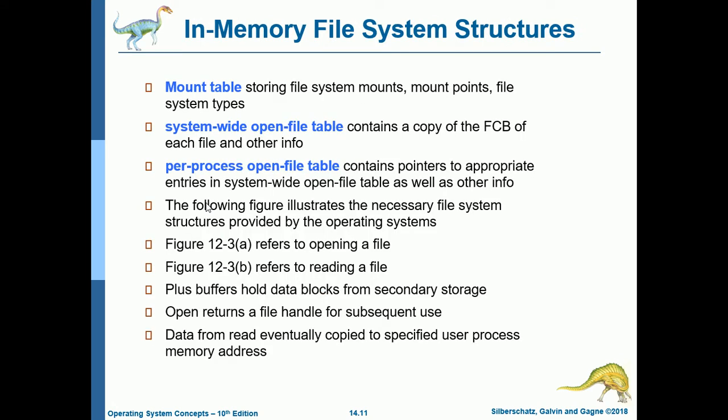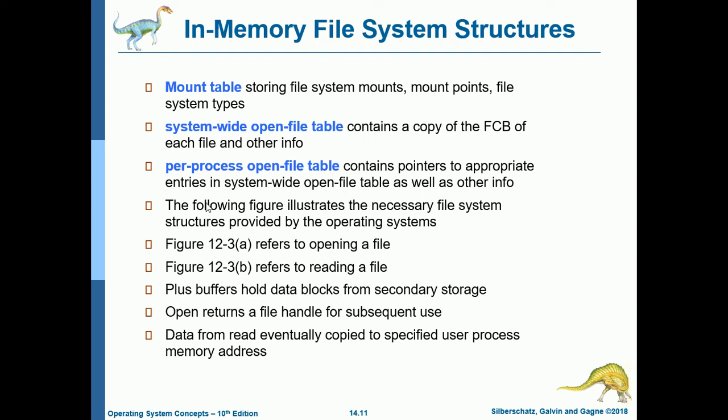Okay, next we have the in-memory file system structures. The mount table stores file system mounts, mount points, and file system types. As I said in the last chapter, disks need to be mounted so that you can access them. So also our flash drives, if you connect them to our computer, they are automatically mounted. Actually, all of our disks, once the operating system has loaded, will also be automatically mounted. So there's no hassle for the user to manually mount the drives.